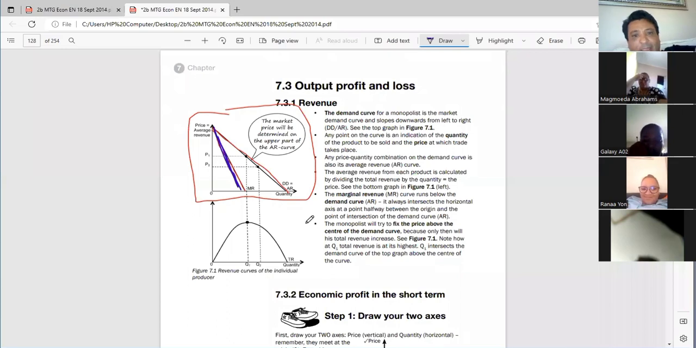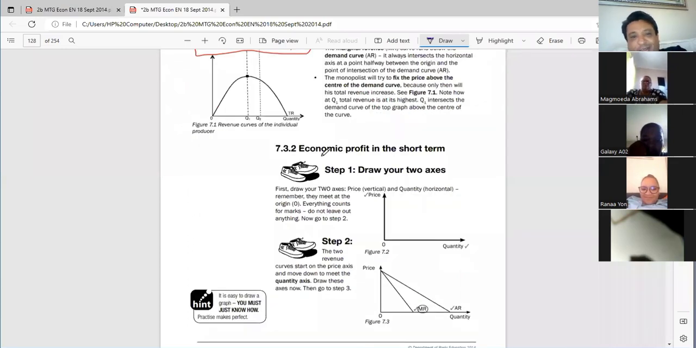Next one. Here is a question. Economic profit in the short term. How are you going to draw the graph? I just want to make you understand simplicity here. Remember, there are two lines here. This is your vertical line, and your horizontal. Your vertical is always your price, and your horizontal is always quantity. Got that? Vertical is price, horizontal quantity.